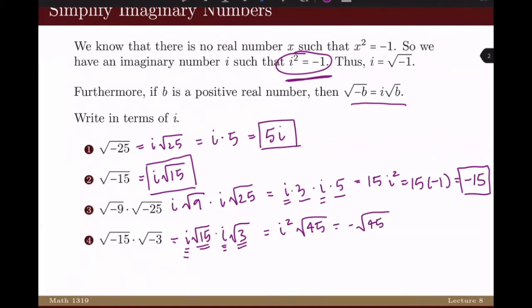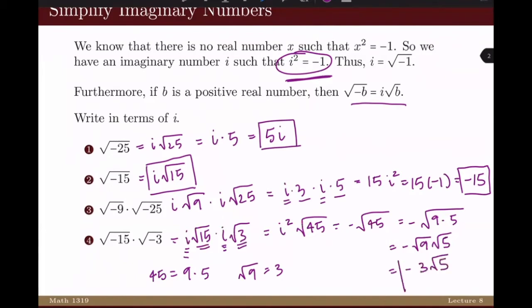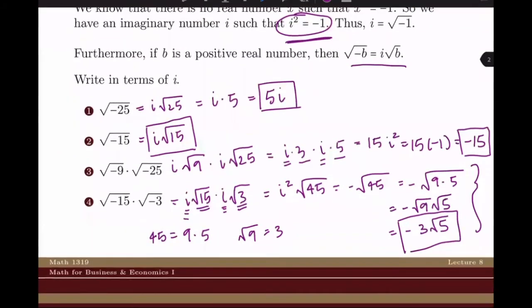From here, you can even simplify under the square root more, because 45 is equal to 9 times 5. And we care about that because we know that the square root of 9 is equal to 3. So we can make the term under the square root smaller by saying this is equal to negative square root of 9 times 5, which is equal to negative square root of 9 times square root of 5, which is equal to -3 roots of 5. This process here is simplifying under the root. All right, let's move on.